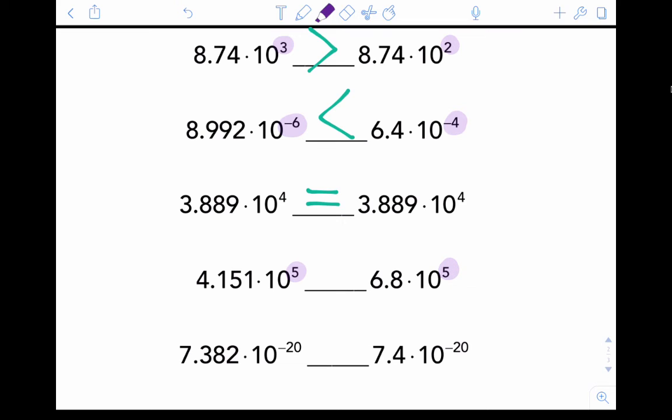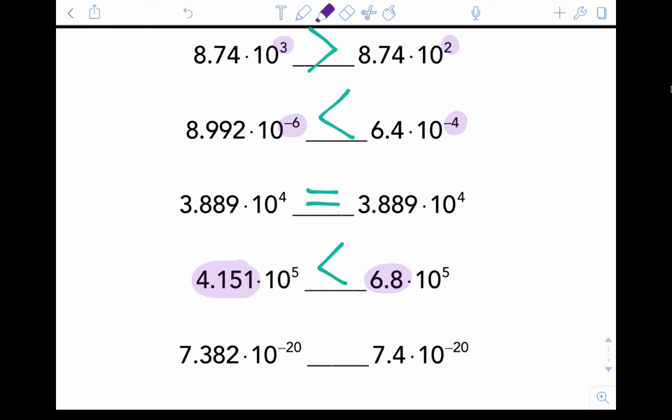I have the same exponent, which means I'm not looking at the exponent on this one. I need to look at the number in front. When I'm comparing 4.151 and 6.8, 6.8 is larger, so I'm opened up towards that. This is a less than sign.